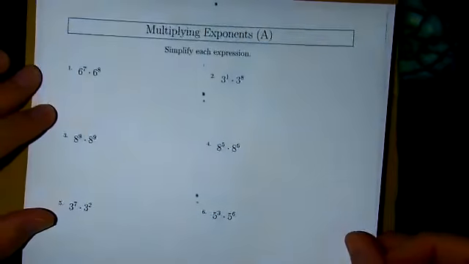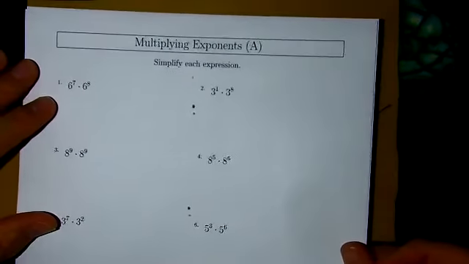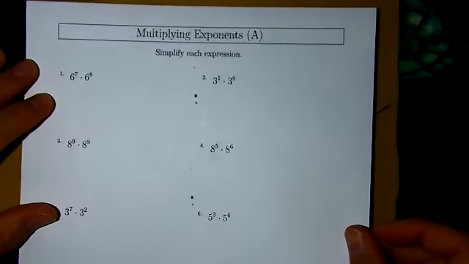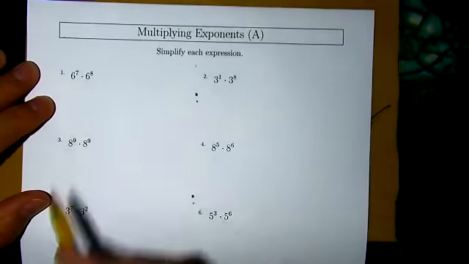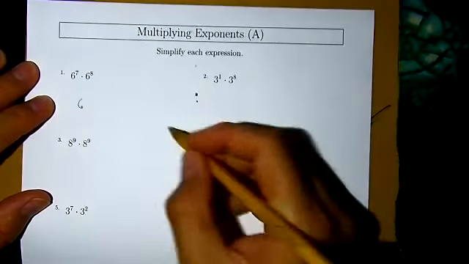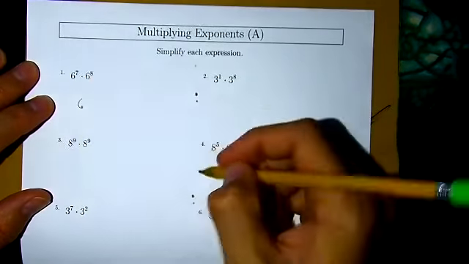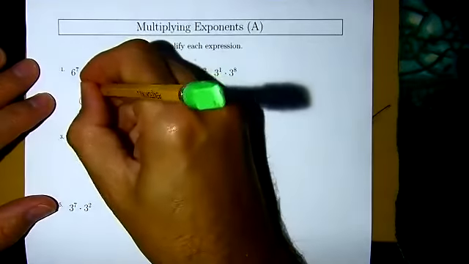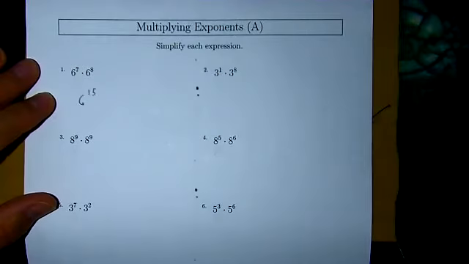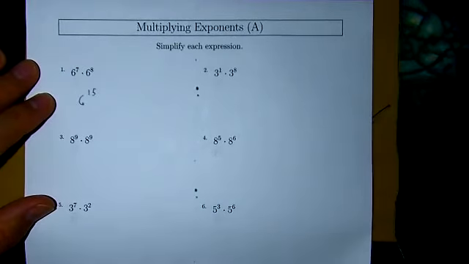This first worksheet just wants you to know that you know how to combine exponents. Since we have the same base, we bring the base down. Since we're multiplying, that means we add our exponents together. So number 1 would just be 6 to the 15th. That's all they want you to do.